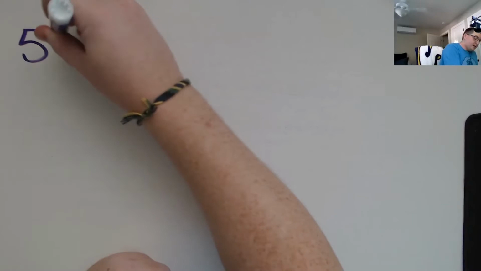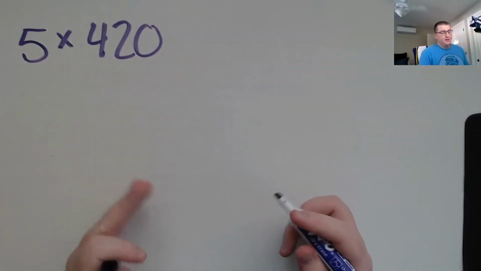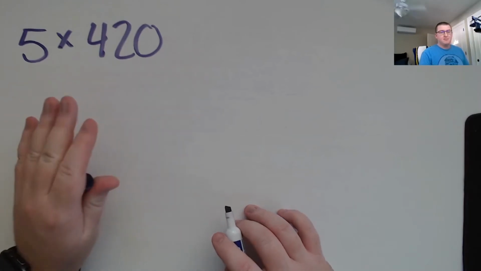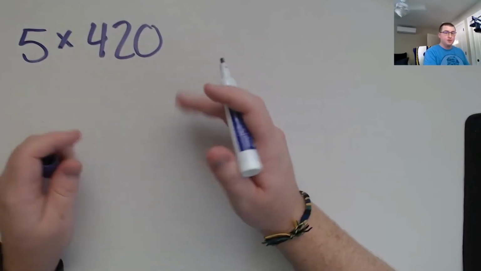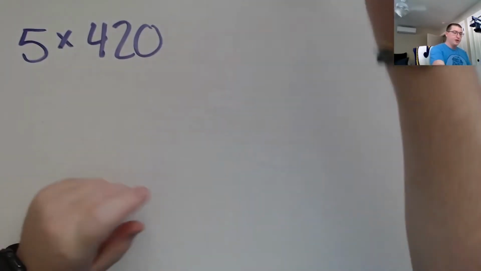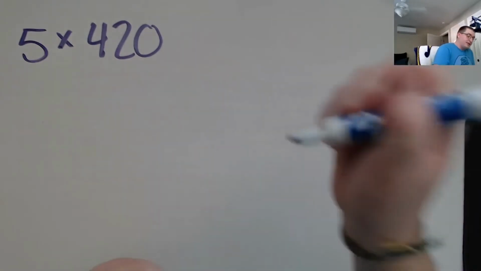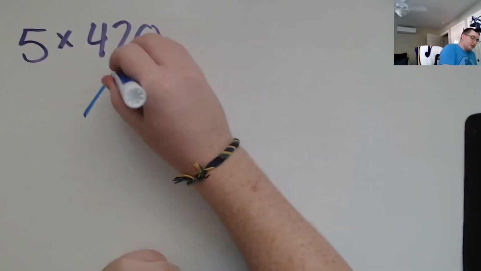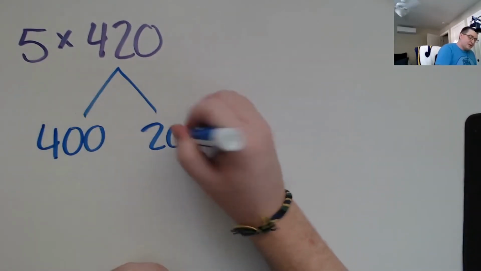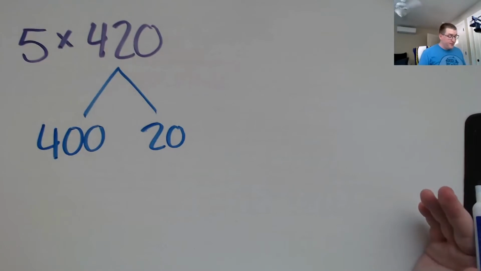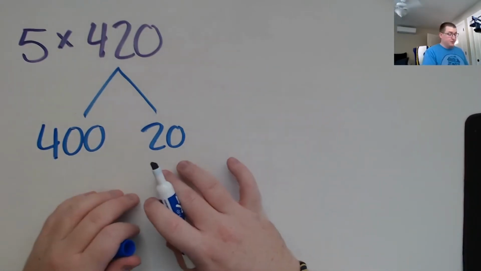Let's do the problem 5 times 420. Again, if you're good at multiplication, this one will be pretty simple to do with standard multiplication. However, I'm going to show you a strategy if you're still struggling with some of these bigger numbers. So what I'm going to do is I am going to split this number into 2 numbers. So I'm going to change it to 400 plus 20. Again, numbers are still the same. Nothing big and crazy. We're just going to do this here.